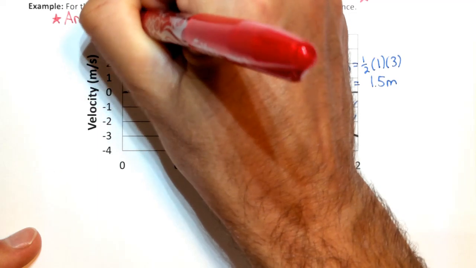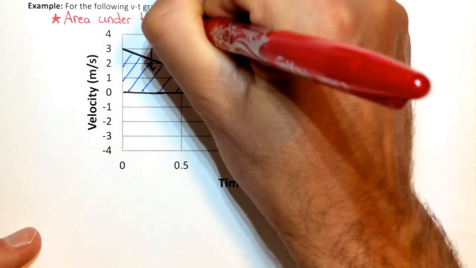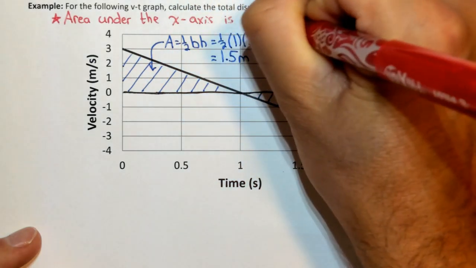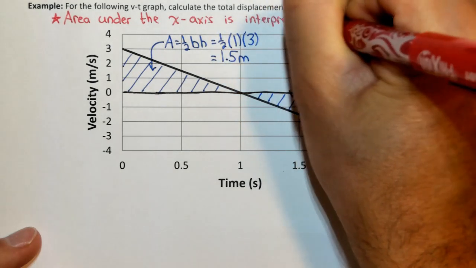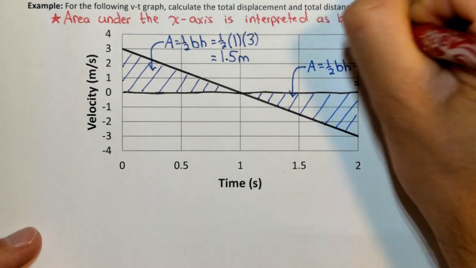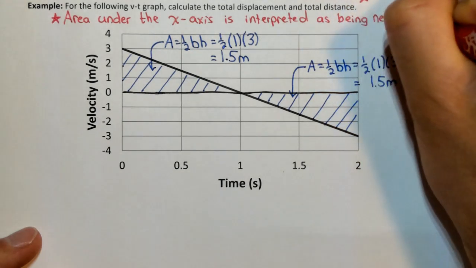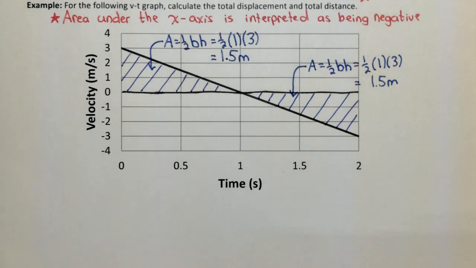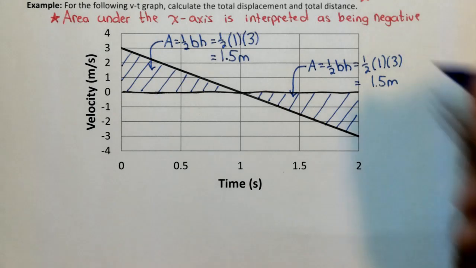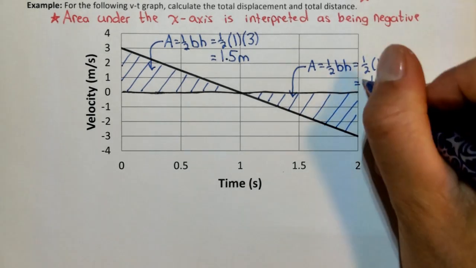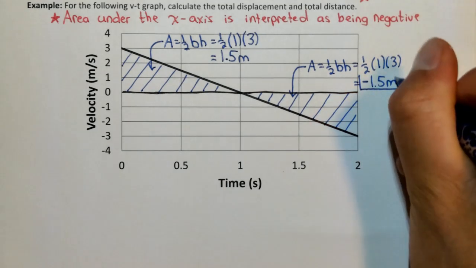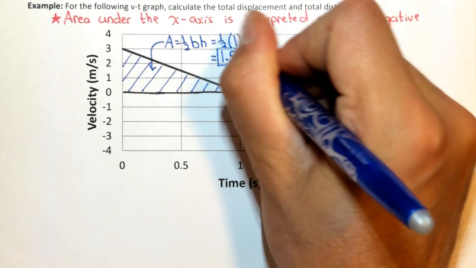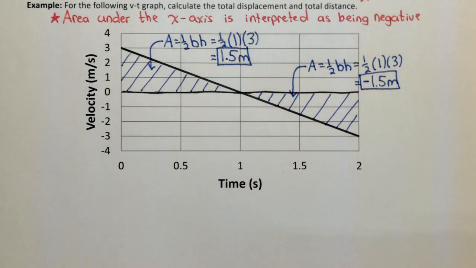Area under the x-axis is interpreted as being negative. So this I'm actually going to put as a negative 1.5. These are my final answers, but they're important pieces of information, so I'm putting boxes around them. So let's see if this makes sense sort of intuitively.